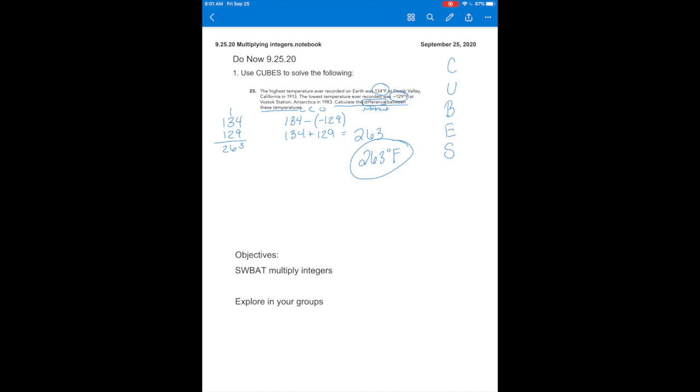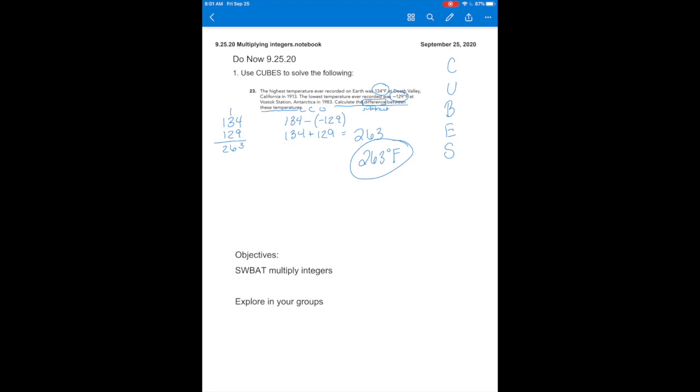So remember, we always read the problem first. We don't write anything down yet. And then I circle my numbers. So I should circle 134 and negative 129 degrees. I underline the question, and in this case it's not a question, right? It's a statement that says calculate the difference between these temperatures. And I box the key words, and here the key word is difference, which lets me know that this is a subtraction problem.